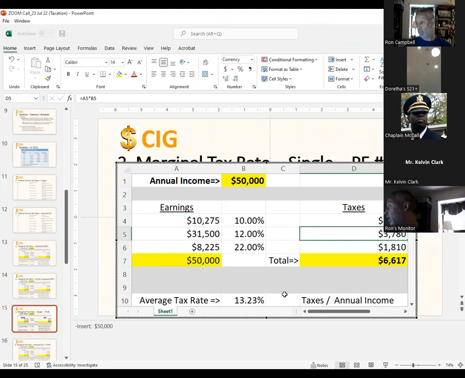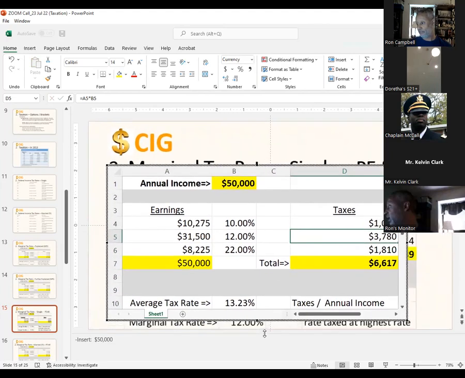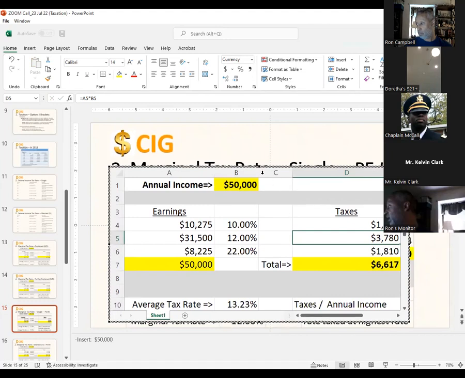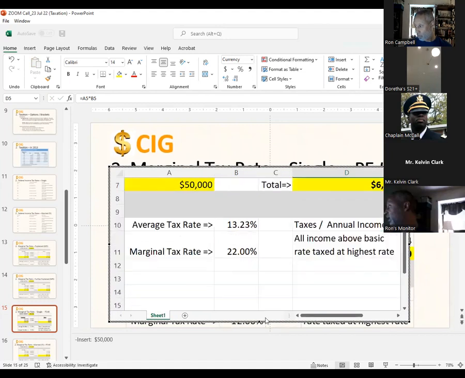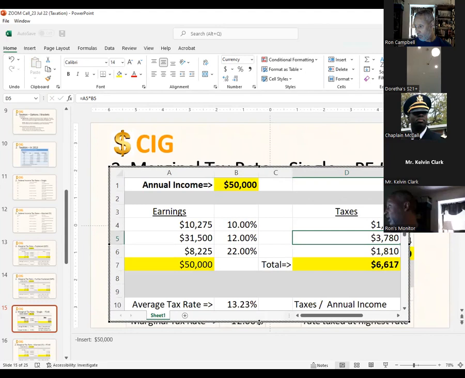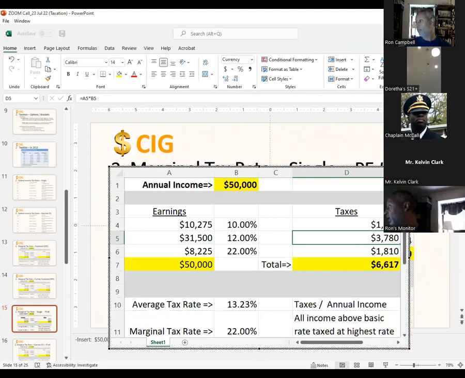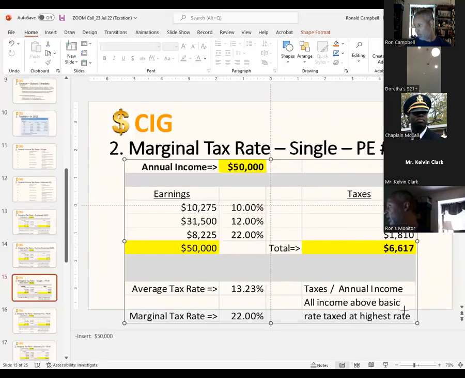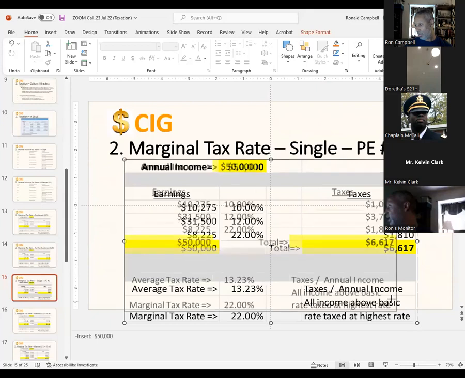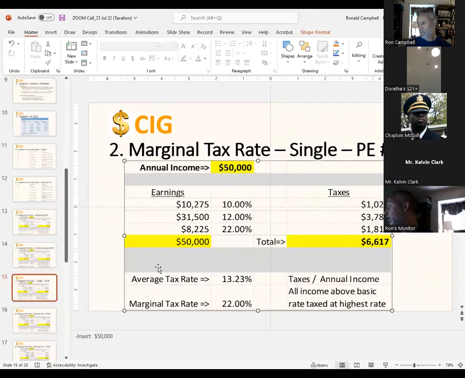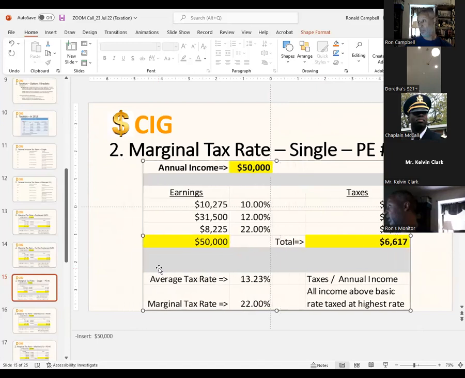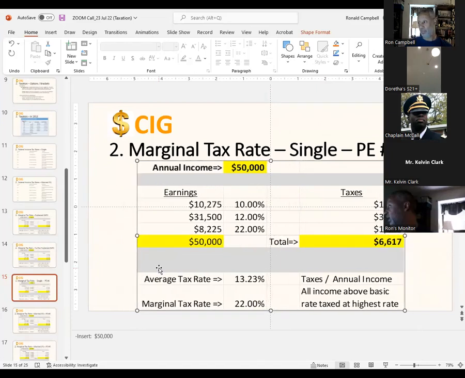All right, so is that what you got? Yep, average rate 13%, marginal 22%, because the marginal is always going to be 22%. Did everybody get the same thing? If you don't, it's important that you understand how to calculate.